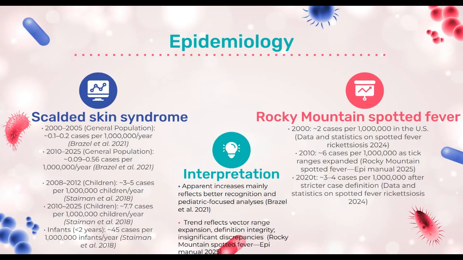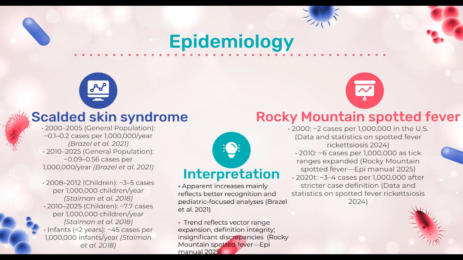For the epidemiology, in the general U.S. population, scalded skin syndrome has remained very rare, at about 0.1 to 0.56 cases per 1 million people per year. However, amongst children, rates increase from around 3 to 5 to around 7.7 cases per million children, with infants under 2 having the highest rate at around 45 cases per 1 million infants. The increase is mainly due to better diagnosis and reporting and not due to the spread of the disease.